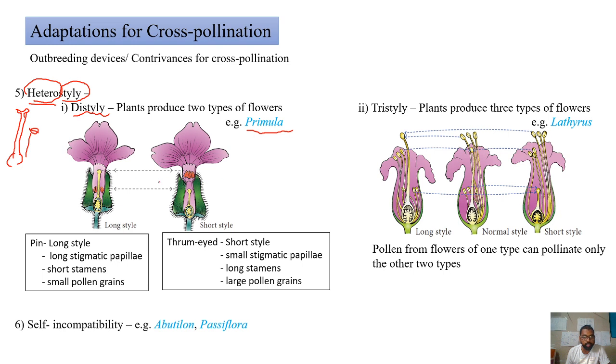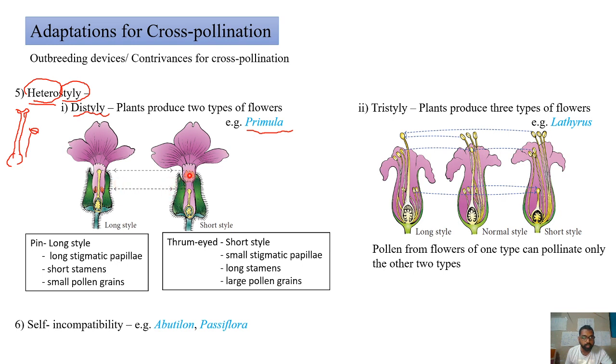This is the primula plant. So in one kind of flower, one kind of plant, you can see long style. This is the long style. Whereas in the second case, you can see the short style. So in the plant with long style, you can see shorter stamen. Whereas in the plant with the shorter style, you can find the anther's position is different. It's not about the long anther, but the position is entirely different.